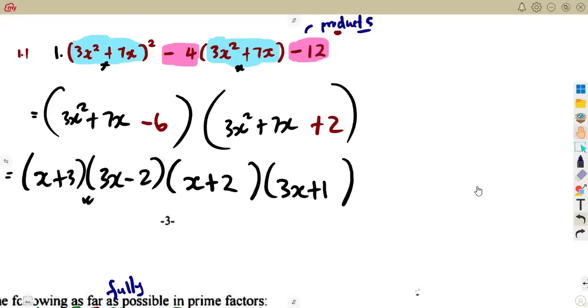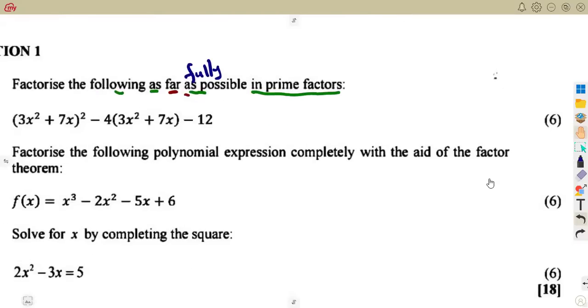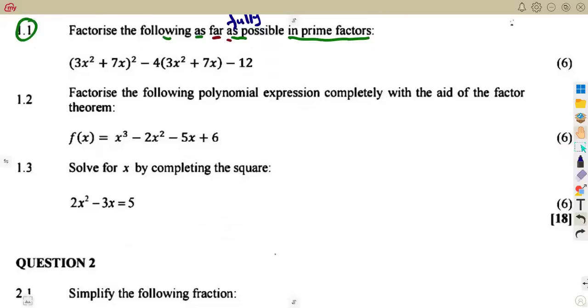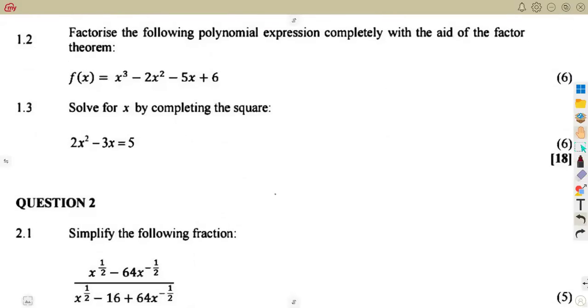So, guys, as you can see, they are testing you. They're trying to adjust the questions so that they become a little bit confusing, because we are now used to the basic questions. So as you can see, this one was actually an adjusted question. 1.2: factorize the following polynomial expression completely with the aid of the factor theorem. We are to factorize completely. It is us who is to start from scratch. We are not given any factor to consider there.